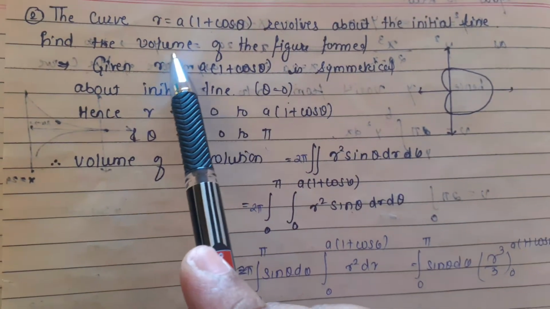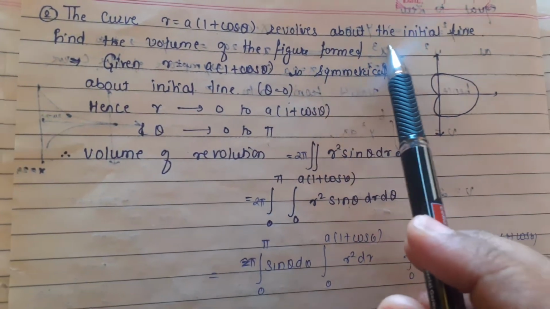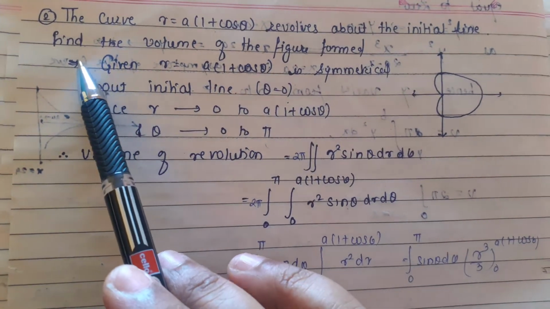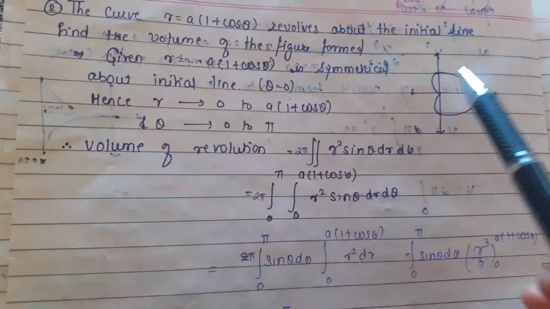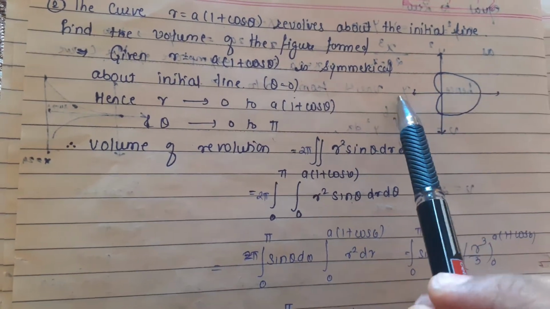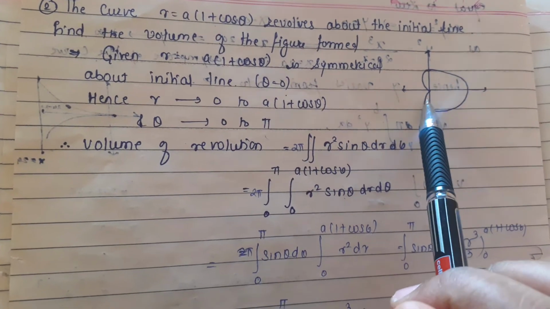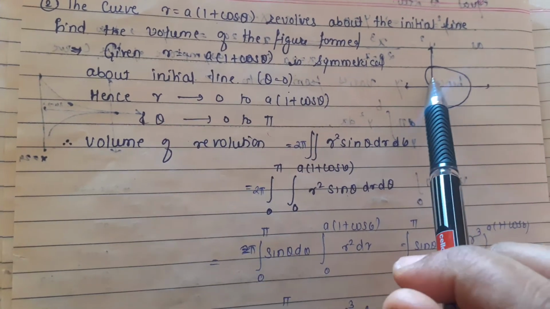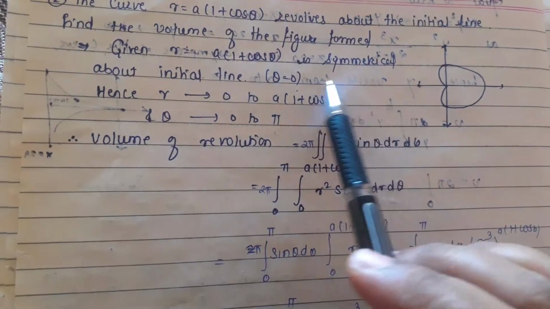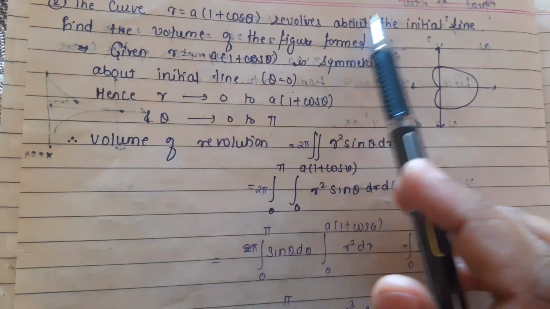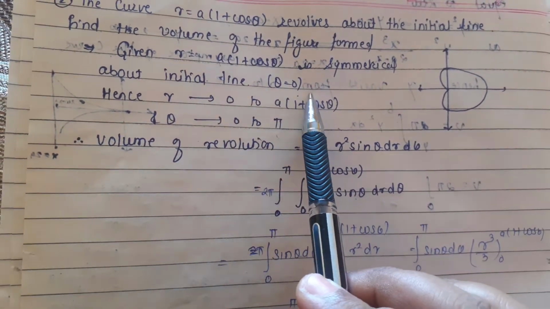The curve r equals a(1 plus cos theta), that is a cardioid, revolves about the initial line. Find the volume of the figure formed. Now here the figure is already provided. We know how to draw this figure. We have learned this is a cardioid and we drew this cardioid in curve tracing. Now given r equals a into 1 plus cos theta, that is symmetrical about the initial line, which is also given in the exam question. Initial line means theta equals 0.